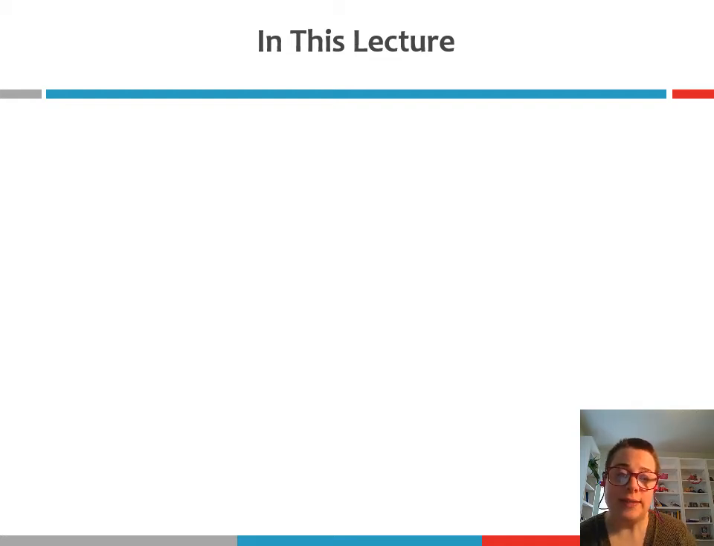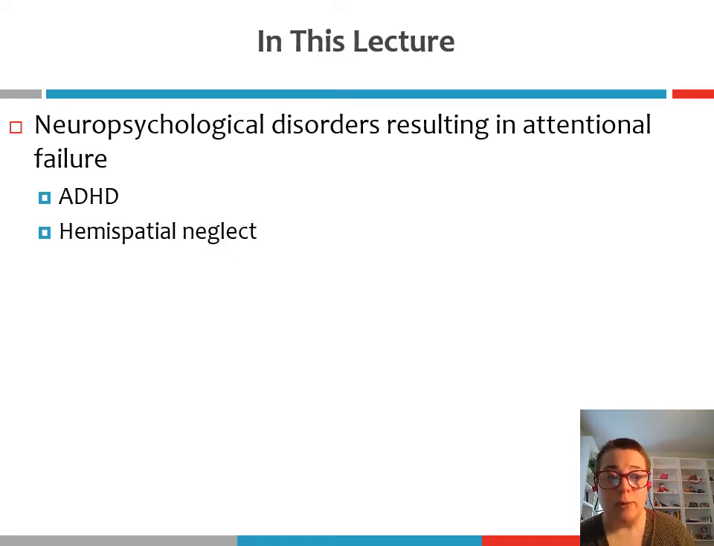So just like we looked at purported failures of the memory system in our discussion of the 7 Sins of Memory, this time we're going to look at various kinds of failures of our attentional system and why they occur. So we'll start by discussing neuropsychological disorders that result in failures to pay attention. We'll start with ADHD, or Attention Deficit Hyperactivity Disorder, and then we'll talk about a disorder that should be familiar to all of you, which is Hemispatial Neglect.